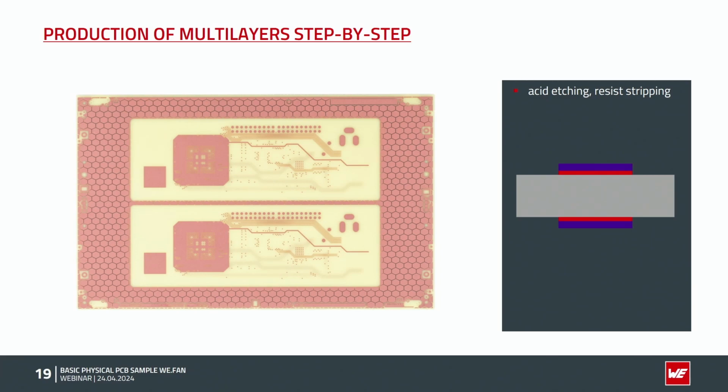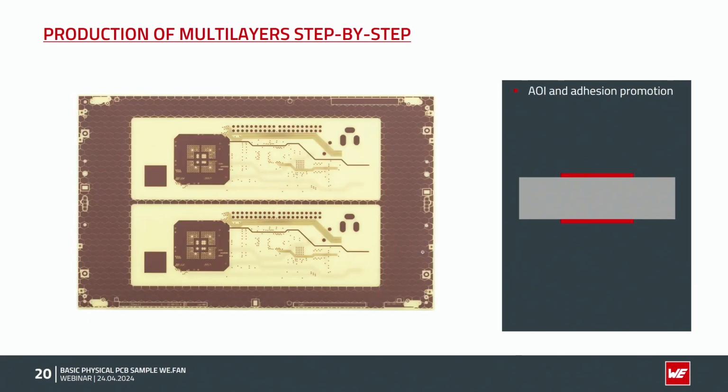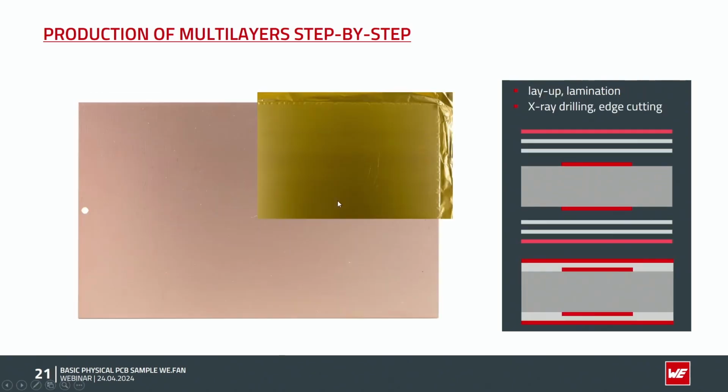So resist stripping already performed on the sample on the left side, and after that process we need a quality control ensuring the quality of the process itself and the adhesion promotion, which results in a darker color of the surface, providing a rough surface, improving the adhesion in the following lamination process to produce a multilayer out of one or several cores and prepreg and copper foil. So that's the next step we can see here.